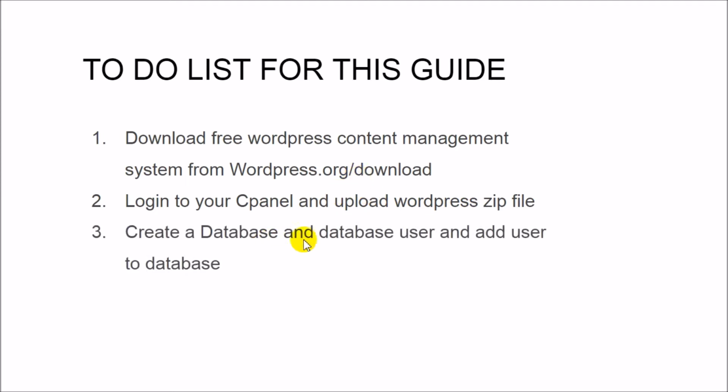Then we'll create a database, and also create a database user and add the user we created to the database we created. Now don't worry, this will be very clear once we start the process, but this is just what we are going to go through. And after we have done that, we'll install WordPress from the front end. These are the steps we are going to take to install WordPress manually in our web server. So we are going to get started now, and the first step in the process is to download the free WordPress content management system from wordpress.org. So let's get started with that first.